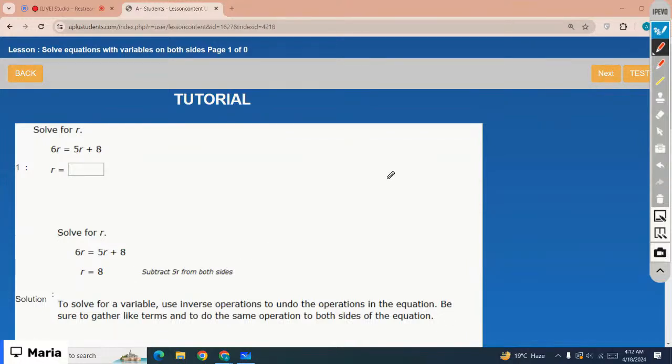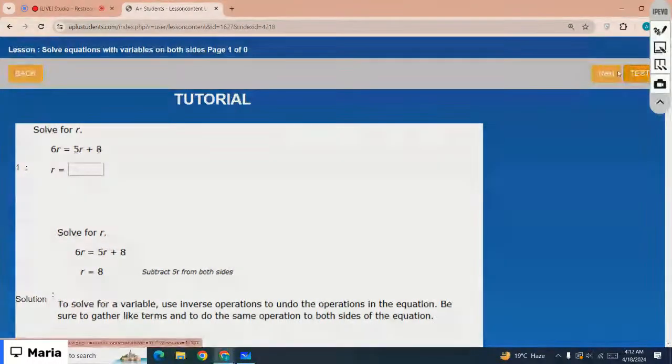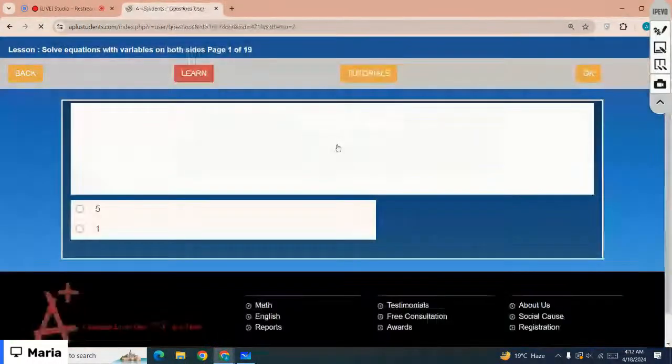Let's just start with the test questions. You can have a look at the tutorial by yourself, right? They are already solved. So let's just start with the first one. Solve for u.